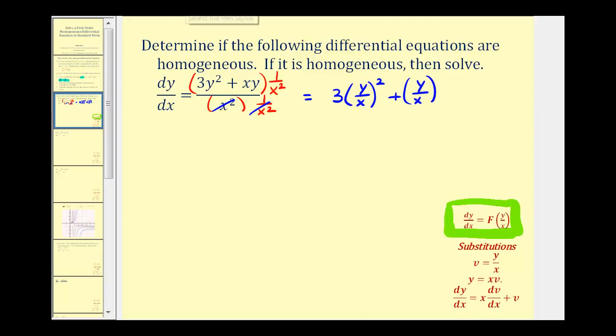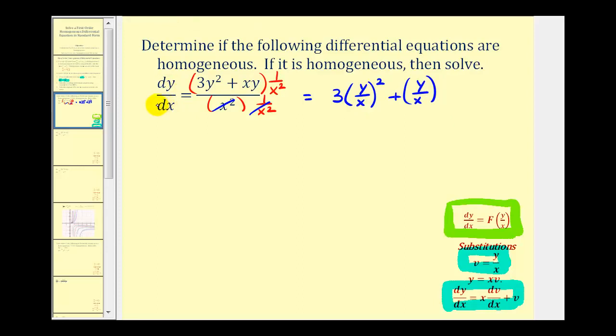Therefore, we know this is a homogeneous differential equation, so now we'll perform a substitution and solve this using separation of variables. And again, the two substitutions we're going to use are v equals y divided by x, and if we solve this for y, we'd have y equals x times v, and then applying implicit differentiation, we would have dy/dx equals x times dv/dx plus v.